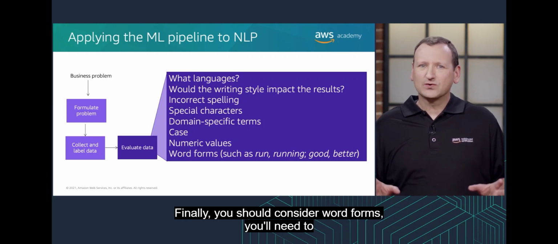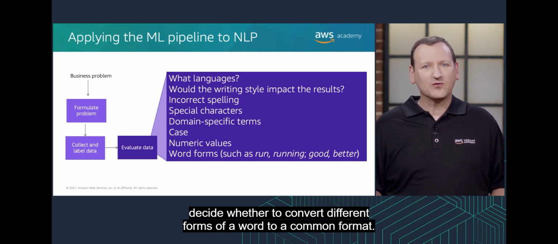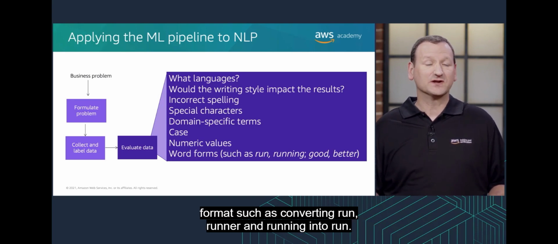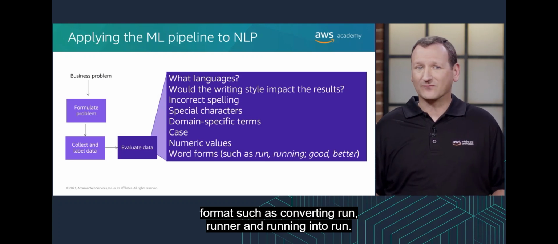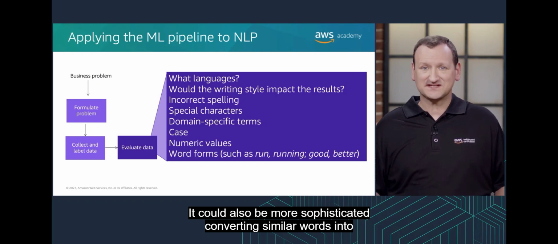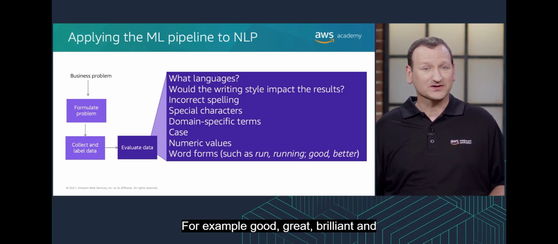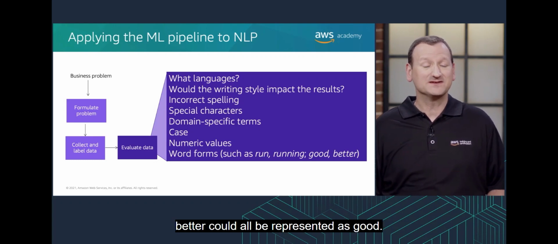Finally, you should consider word forms. You'll need to decide whether to convert different forms of a word to a common format. This process could be converting forms of the same word into a common format, such as converting run, runner, and running into run. It could also be more sophisticated, converting similar words into a standard word. For example, good, great, brilliant, and better could all be represented as good.